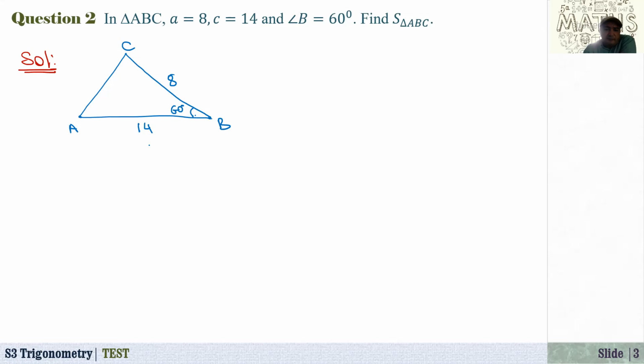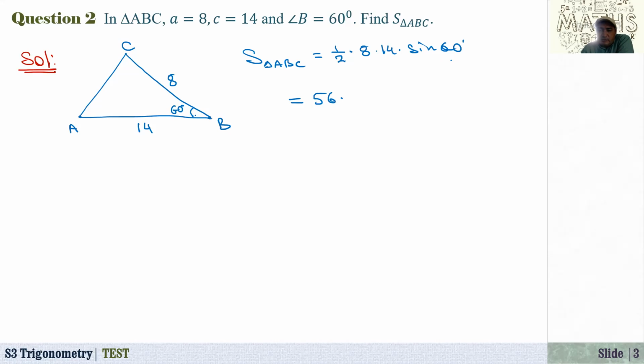So now how can you find the area of this ABC? Just using the sine rule. The area of triangle ABC is equal to 1 over 2 times 8 times 14 times sine of 60. A equals 8, C is equal to 14, and angle B is equal to 60. That's equal to, 1 over 2 times 8 is 4, 4 times 14 is 56.